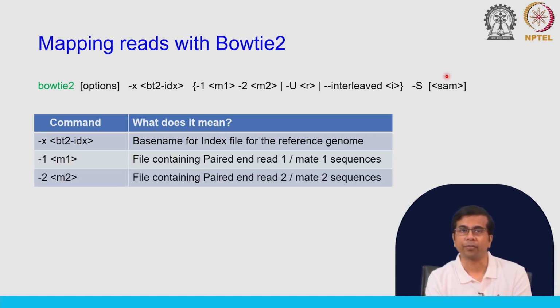Then you have something called -1, -2. So, -1 M1, -2 M2, these are used together, and they are used only when we have paired-end data. If you are working with paired-end data, you will have to specify -1 with the first FASTQ file name, followed by -2 and the second FASTQ file. So, you will have, let us say, -1 east_read1.fastq followed by -2 east_read2.fastq. This is how we specify paired-end data.